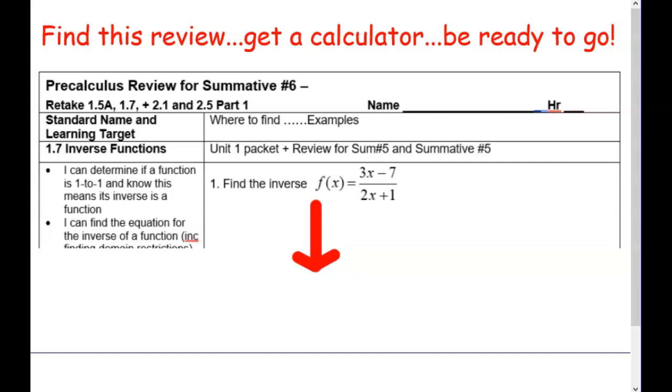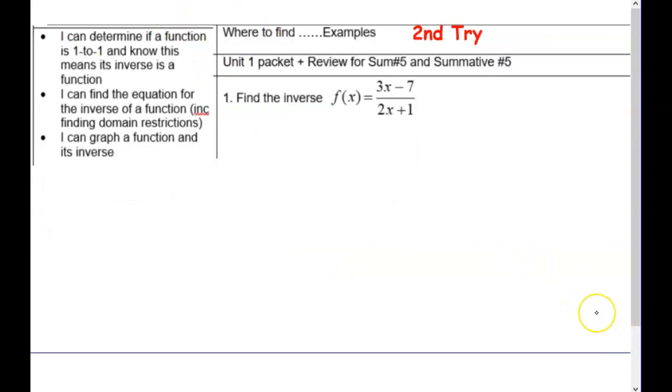We're reviewing for summative number 6. It has on it 2 old things and 2 new things, okay? I can just start at the top and go. You can ask me questions. I may skip around a little bit. I'd like to get as much of this covered as we can, but let me know if I'm going too fast.